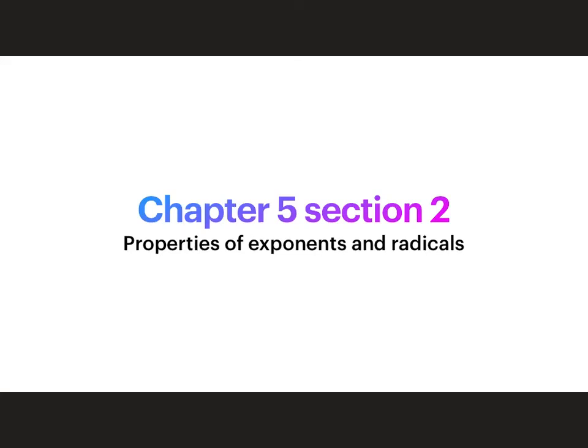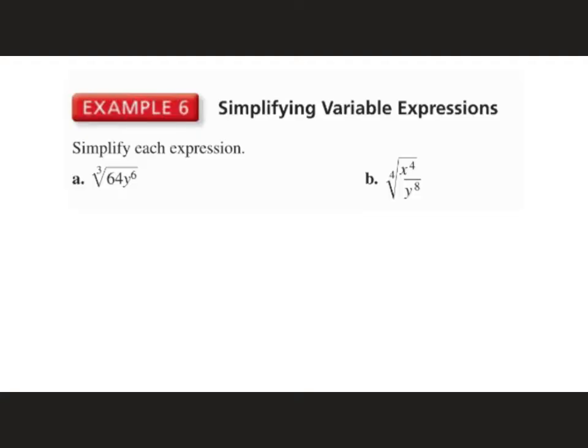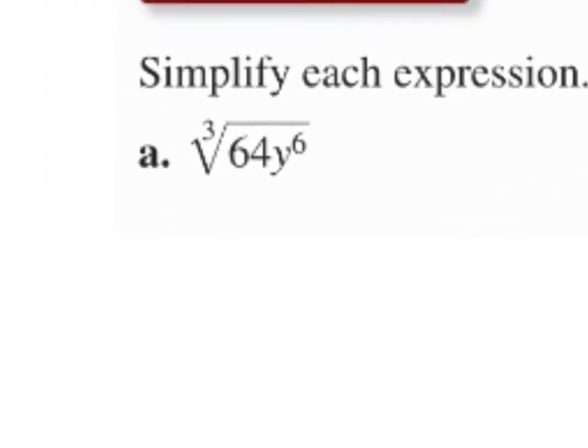Right, today we are finishing 5.2, part 3. We're starting off with example 6. We're simplifying each expression. Now instead of just having numbers under a radical, we're going to have variables as well. So we pretty much do the same thing we've been doing before. We've got to figure out all of our factors.